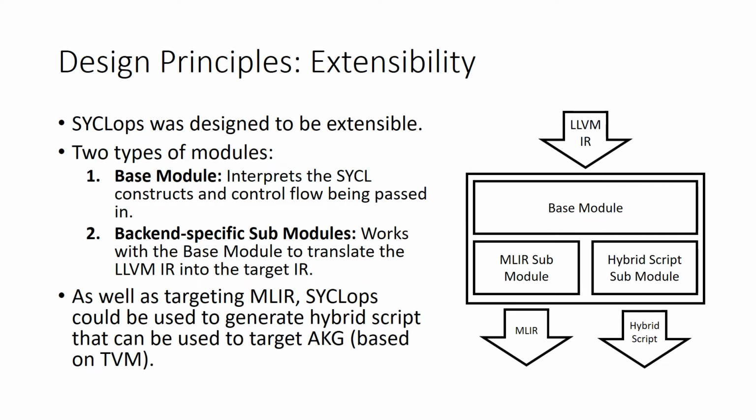In order to accommodate other projects, SYCLops was designed to be extensible. SYCLops is constructed from two types of modules: a base module to handle the interpretation of the SYCL constructs and control flow being passed into it, and backend specific submodules to work with the base module to translate the LLVM IR into the target IR. For example, as well as targeting MLIR, SYCLops could be used to generate hybrid script that can be used to target AKG, which is based on TVM. As shown in the image on the right, the LLVM IR is handled by the base module. The information it collects is then handed off to the submodules to be converted into the target IR. This allows for other backends to be supported naturally with SYCLops.